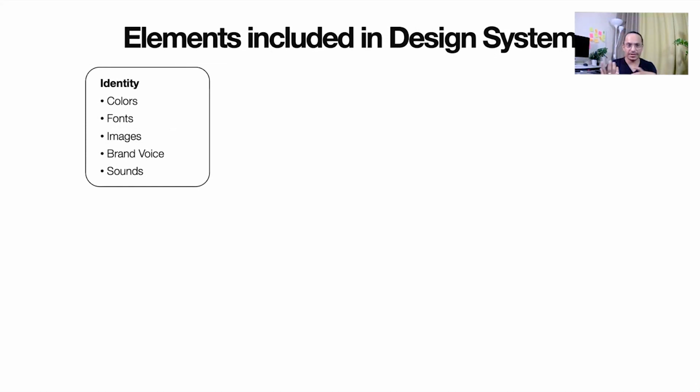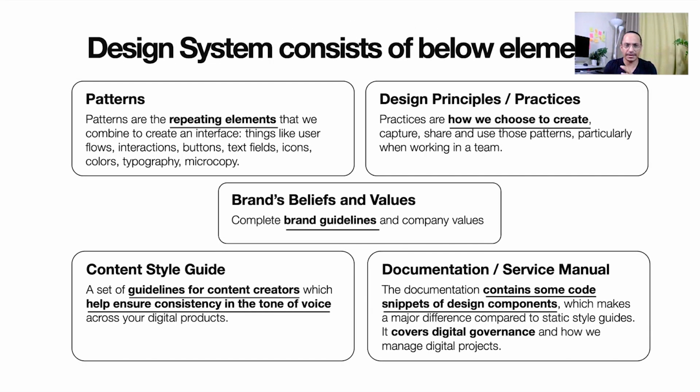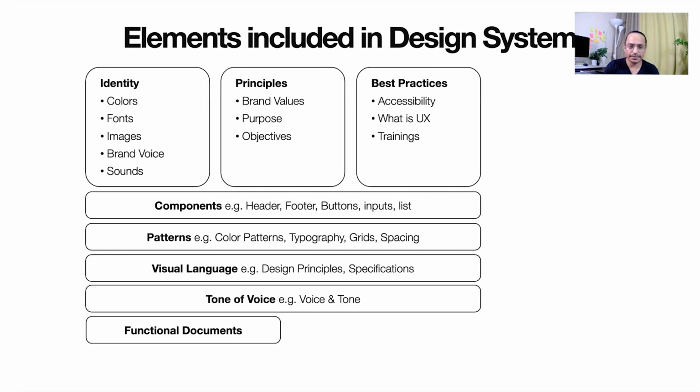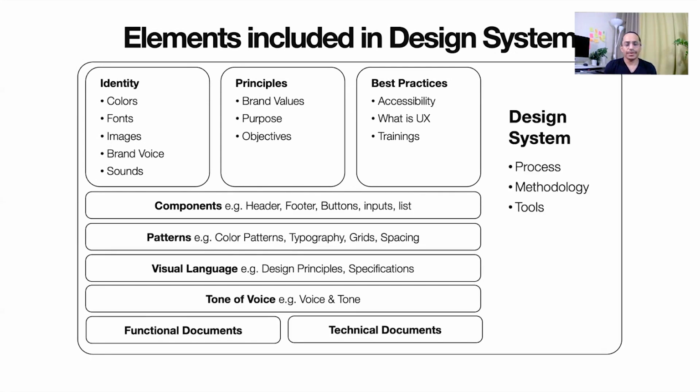Now, what are the different elements included? We talked about these things, right? Now let's detail it out. So let me put this like this. Let me open all. So first is the identity. This is a different way of presentation, right? So identity is what? All the colors, all the fonts, all the images, all the brand voice, that's the copy, the sounds, everything that makes up or builds the identity of the product or the company.